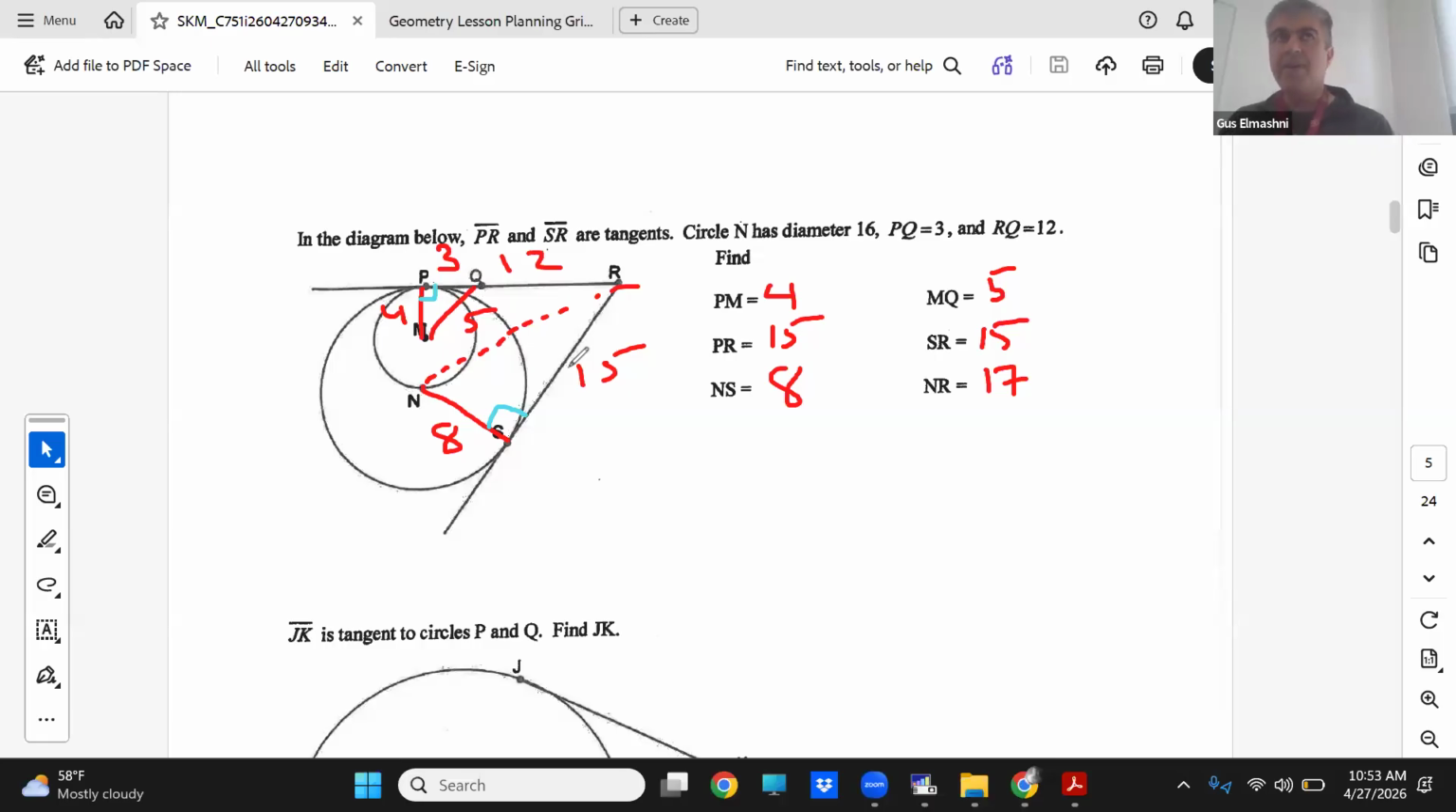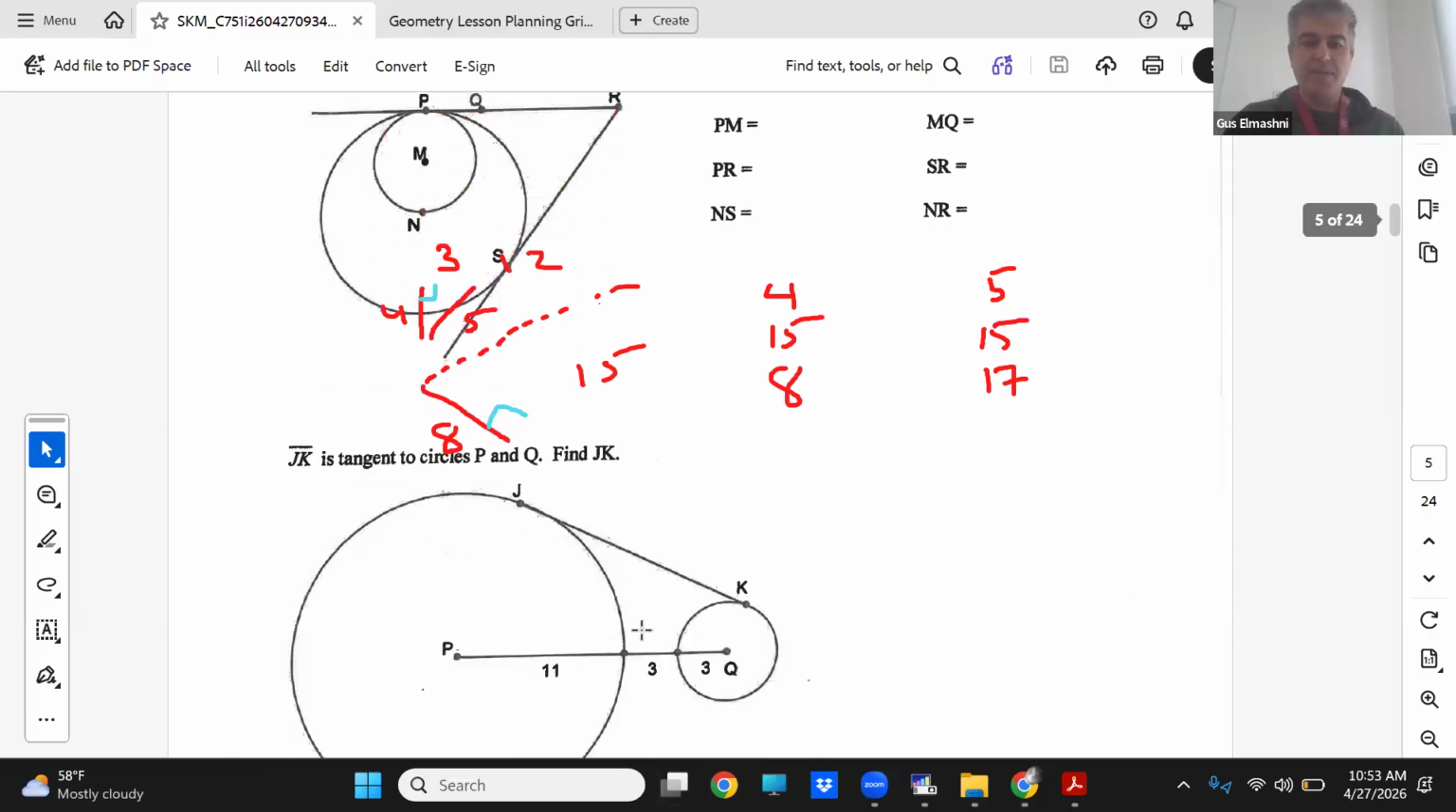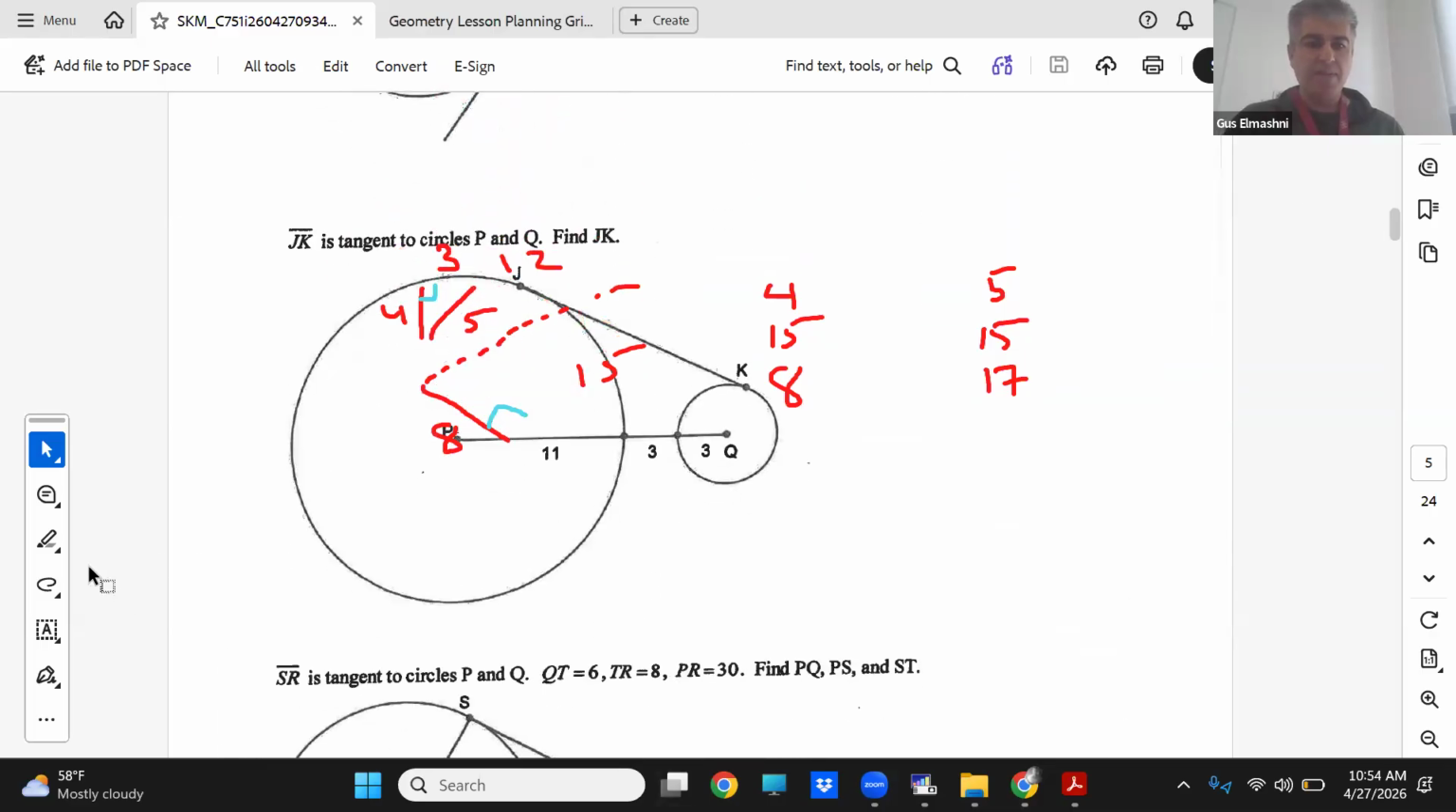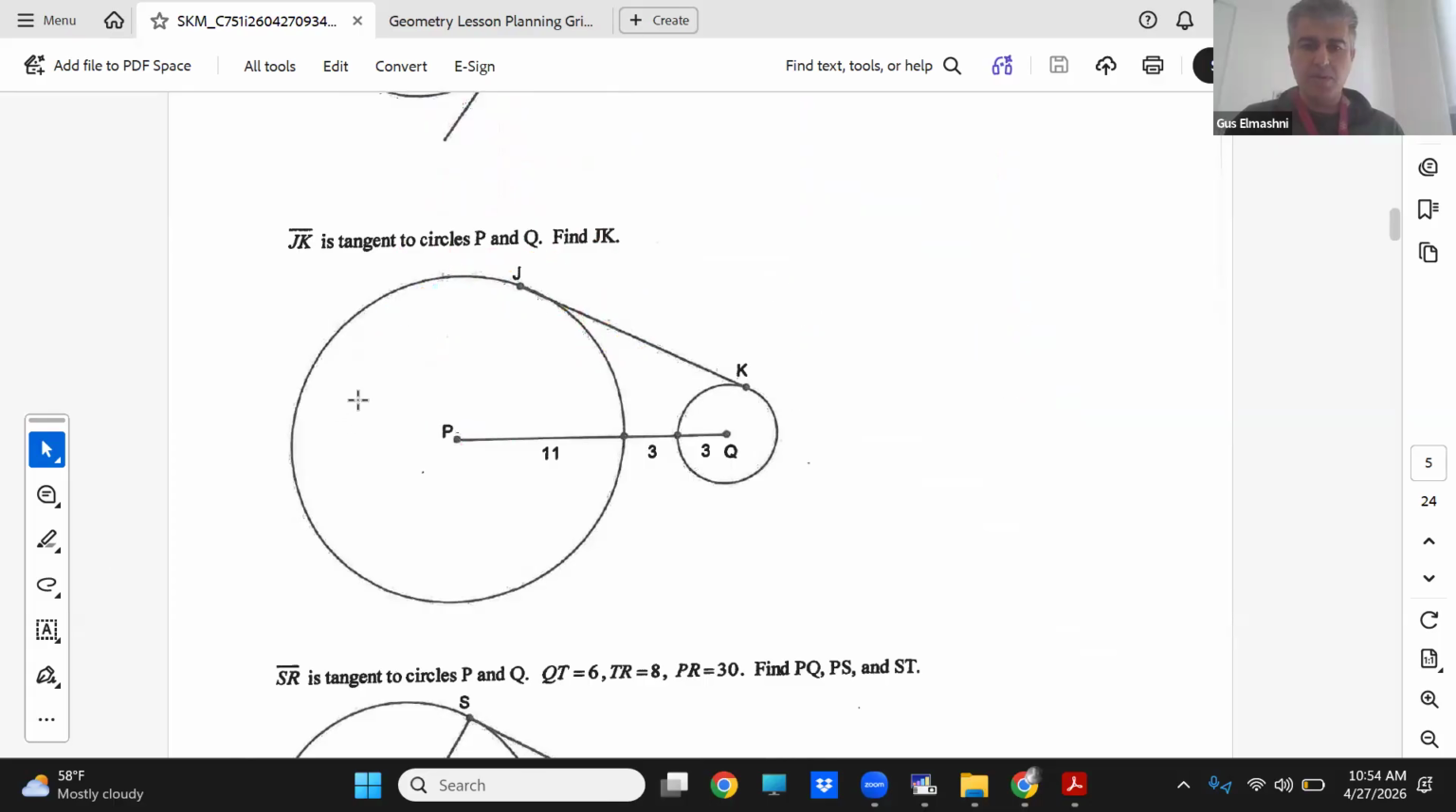So okay, let's try the second diagram. So JK is tangent to PQ. Okay. So it means that this is a right angle, and that's also a right angle. Because it's tangent, that's how you can tell. So I know this is 11, by the way. Correct. 100%. Yep. I know that's 3.